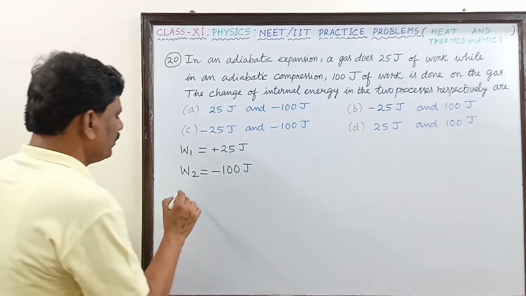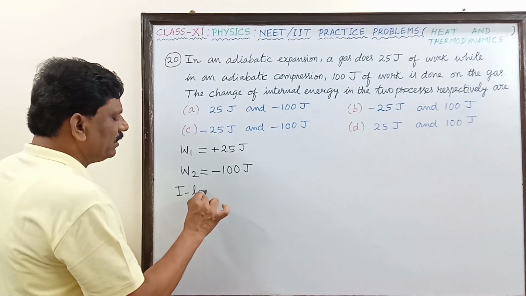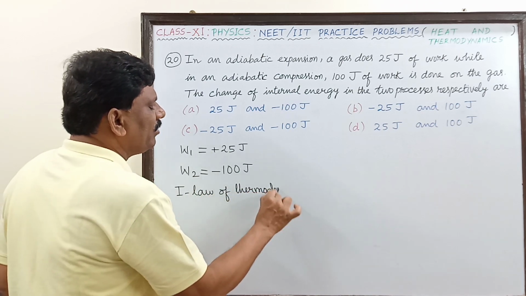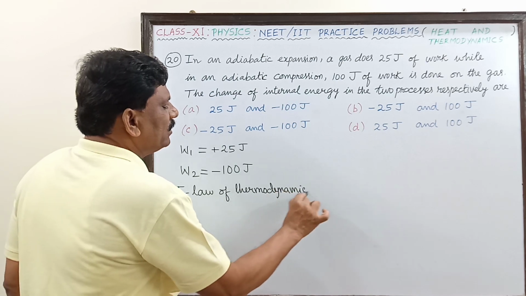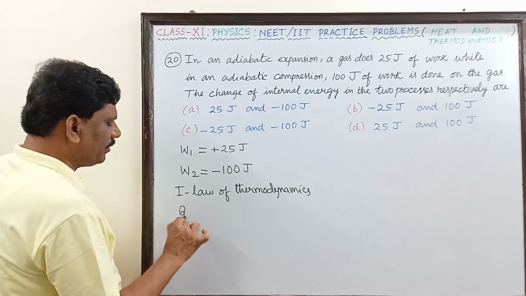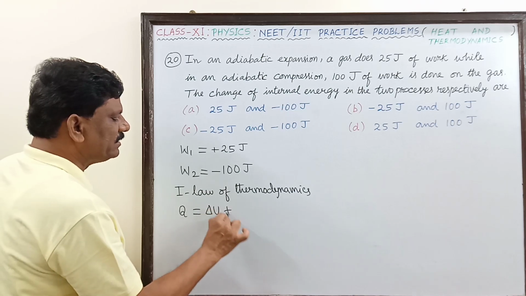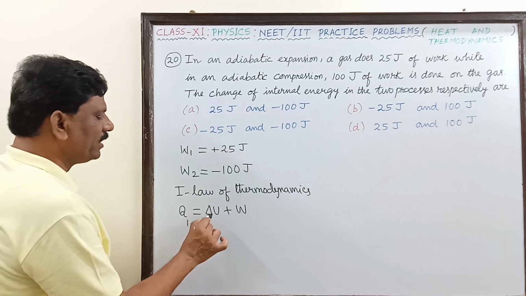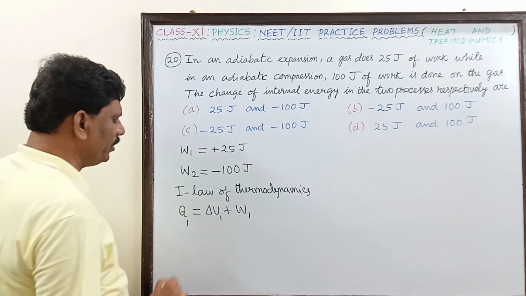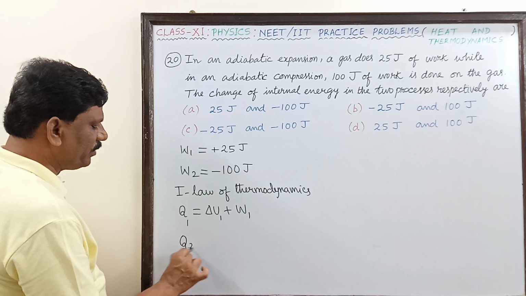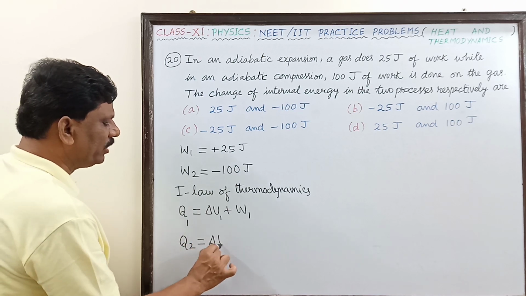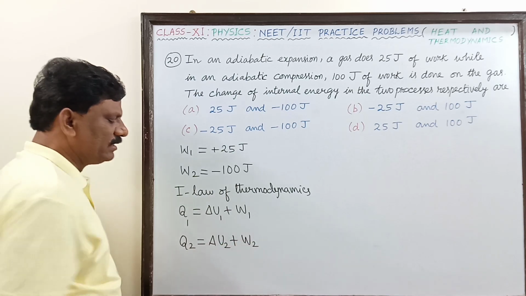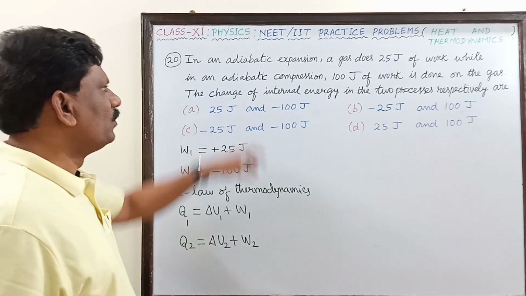Okay. So from the first law of thermodynamics, what is the mathematical expression for the first law of thermodynamics? That is, quantity of heat supplied is equal to change in internal energy plus work done. Is it not that? So Q1 is equal to delta U1 plus W1. Similarly, in the second step, Q2 must be equal to what? Delta U2, change in the internal energy, plus work done.